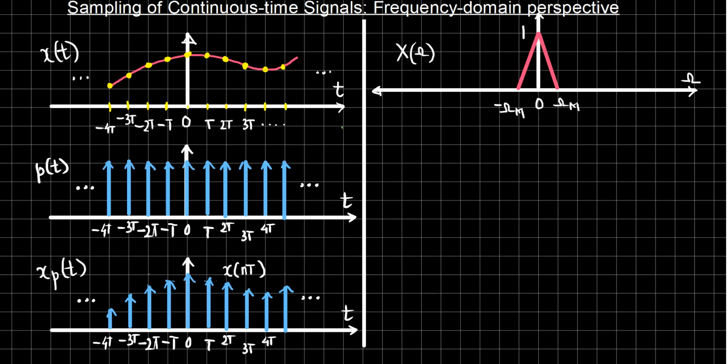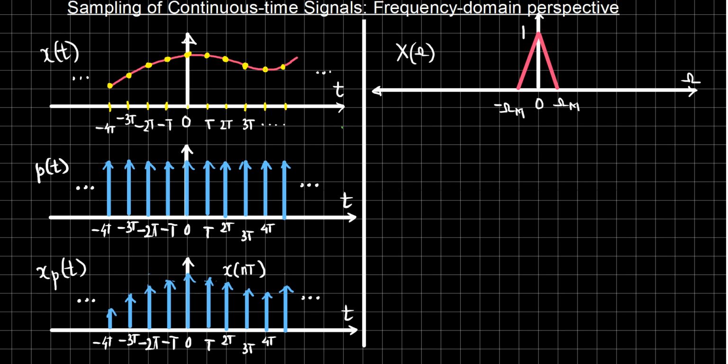In the previous module, we stopped at a point where we started sampling the continuous time signal x of t. We considered a random signal x of t, and we said that in order to take samples out of this continuous time signal, we need a train of impulses, indicated by p of t. These impulses were placed at some fixed distance from each other.